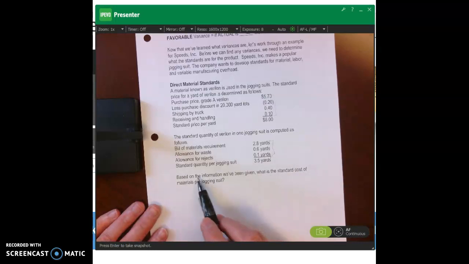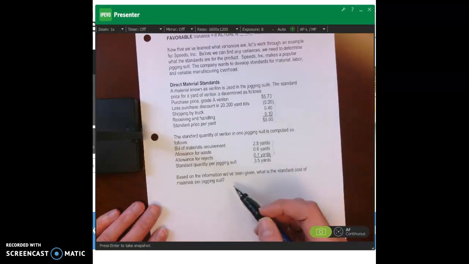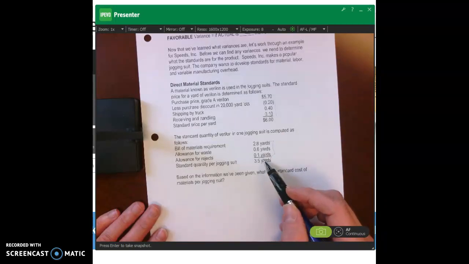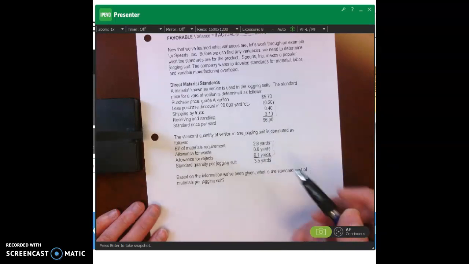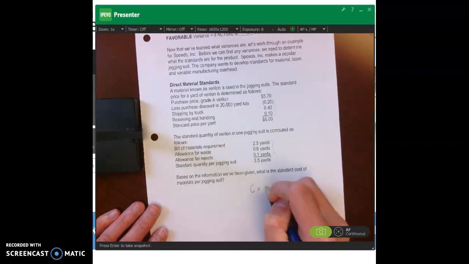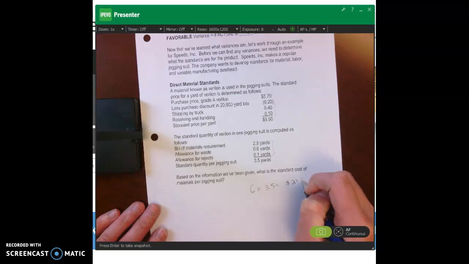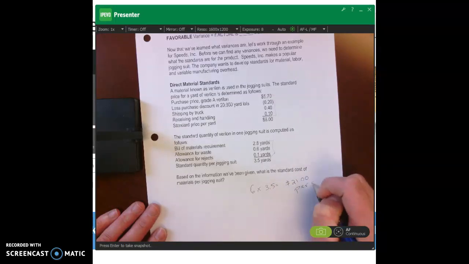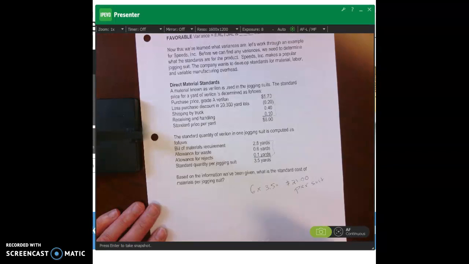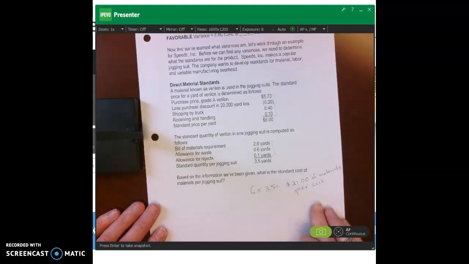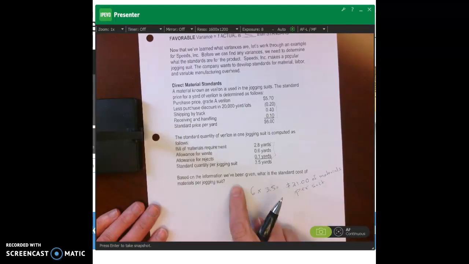We can say down here, based on the information here, what's the standard cost of materials for one jogging suit? Well, if each suit takes 3.5 yards of material at $6 per yard, that can go 6 times 3.5, that gives us our $21 per suit. Okay? $21 of materials per suit. All right, that should be the standard cost for materials.